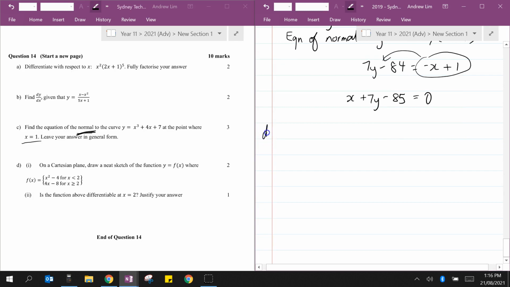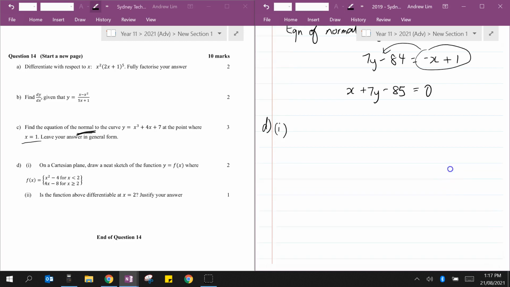Okay, question D, part 1. On a Cartesian plane, draw a neat sketch of the function y equals f of x, where f of x is equal to x squared minus 4 for x is less than 2, and 4x minus 8 for x is greater than or equal to 2.